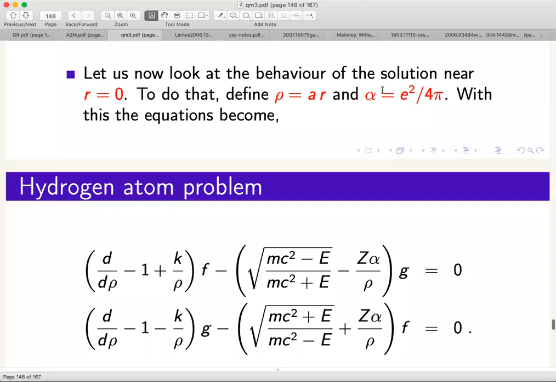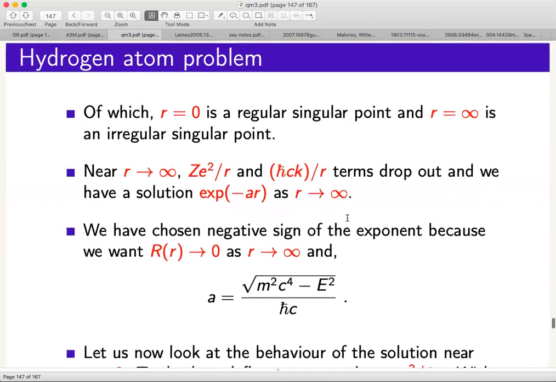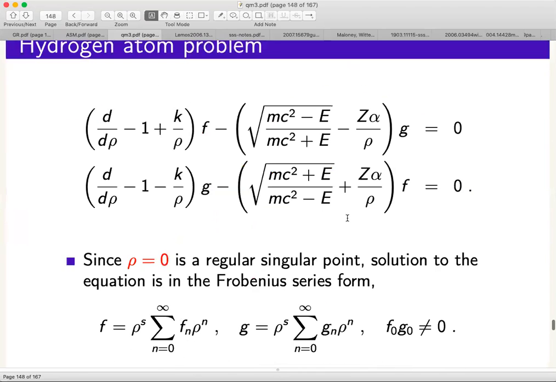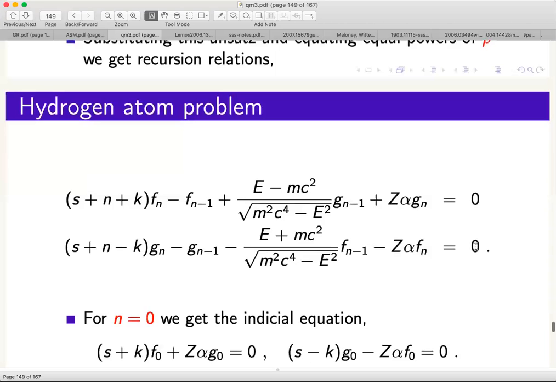I have put alpha, which I had not written earlier, to be e squared upon 4 pi, which is the one being used here and was not used before that, if I'm correct. Okay, so this alpha is basically just the fine structure constant, and these are the two equations. And since rho equals 0 is a regular singular point, we will substitute the Frobenius series solution, which is of this form. Okay, and we did this last time, and we got these equations.